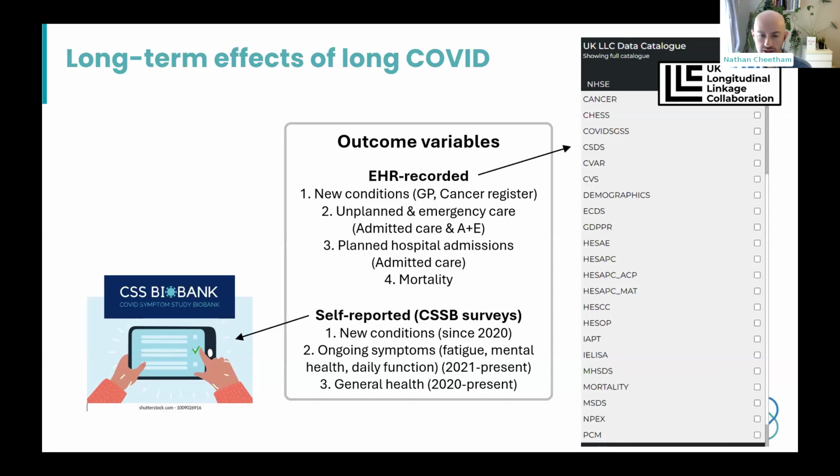So we've also collected information about health conditions that have been new or newly diagnosed or onset after the start of the pandemic. But we also have more detailed information on symptoms. So we've asked people to fill in validated questionnaires on things like fatigue, mental health symptoms, and the extent to which their health is affecting their day-to-day lives or ability to function on a daily basis.